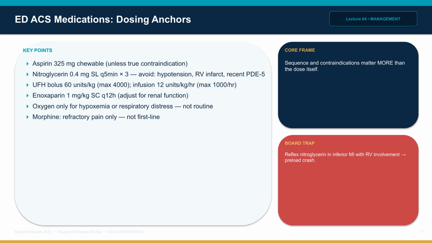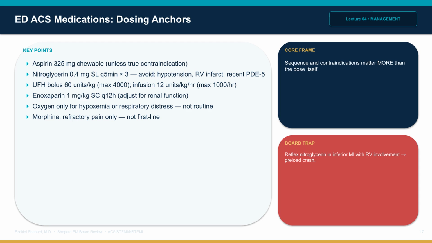Nitroglycerin is commonly 0.4 mg sublingual every 5 minutes up to 3 doses, but avoid it in hypotension, suspected right ventricular infarct, or recent PDE5 inhibitor use. Unfractionated heparin is a bolus of 60 units per kilogram, maximum 4,000 units, followed by an infusion of 12 units per kilogram per hour, maximum 1,000 units per hour, titrated to institutional protocol.